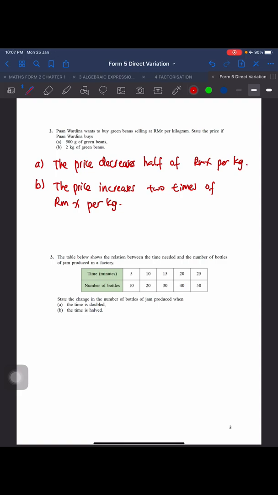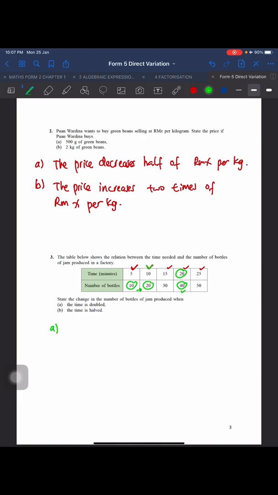Next, number 3. The table below shows the relation between the time needed and the number of bottles of jam produced in a factory. We can see the time: 5 minutes, 10 minutes, 15 minutes, 20 minutes, and 25 minutes. State the change in the number of bottles of jam produced when the time is double. For example, 5 doubled, we get 10. From 10, we get 20. We can see it's double, right? And if 10 minutes doubles, we get 20, and from 20, we get 40. It's also double.